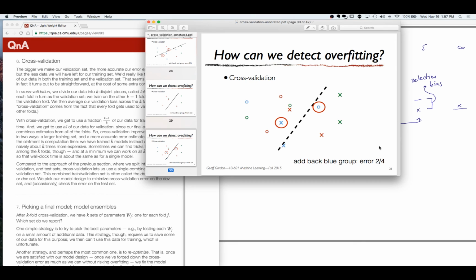So out of 12 data points, we got 5 errors. And so 5/12 is a 42% error rate, which is not great, but this was just a small example.